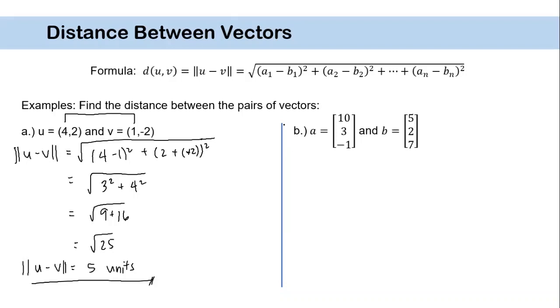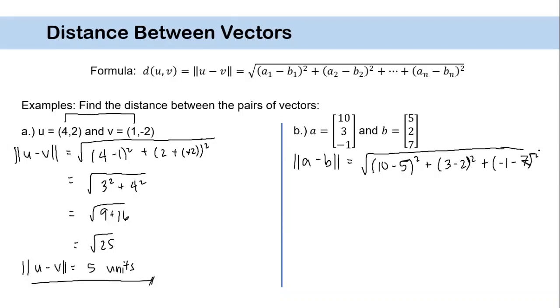So, kahit column vector yung involved, same pa rin yung kanyang formula. Kukuhanin pa rin natin yung sum ng squared differences ng corresponding components. That's why we have here 10 minus 5 squared plus 3 minus 2 squared plus negative 1 minus 7 squared.